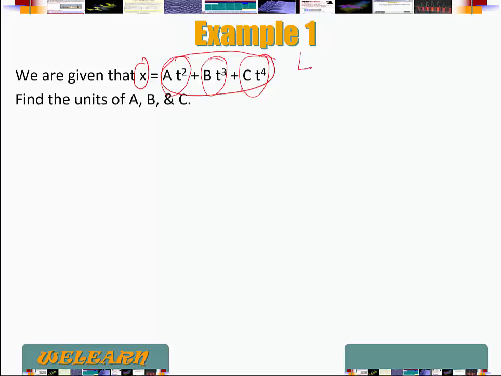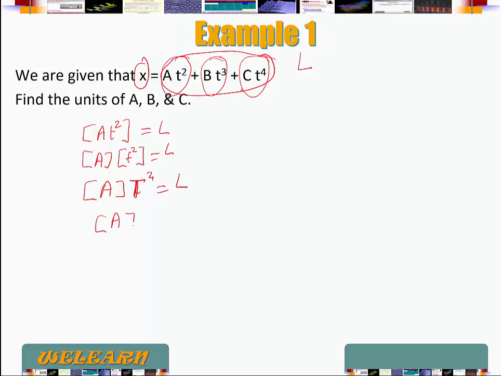So in other words, the unit of the term a times t squared should be equal to L. However, the unit of a times t squared, that's the unit of a times the unit of t squared. That should be equal to L. But the unit of t, we know it, that's a time. So the unit of a should be multiplied by time squared should be equal to L. In other words, the unit of a, solving for it, is the unit of L, and then I'm going to divide both sides by t squared, which is L t to the minus 2.